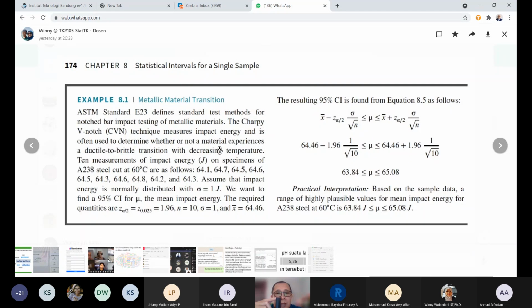So this researcher performed, let's calculate how many measurements he or she has performed. 1, 2, 3, 4, 5, 6, 7, 8, 9, 10. So this measurement was repeated 10 times.